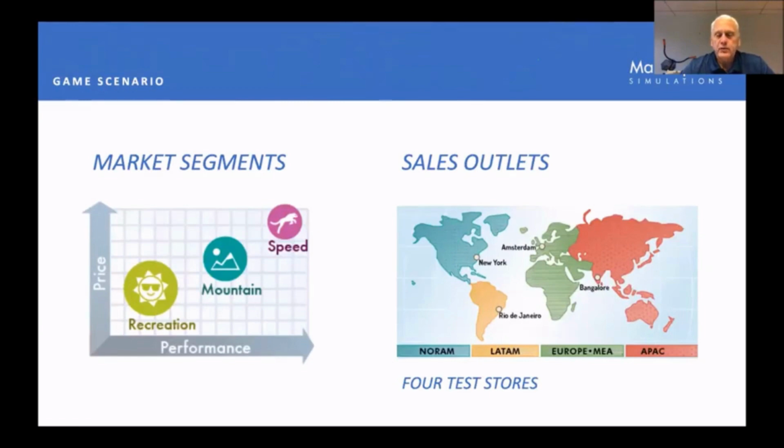To your right, you'll see the 4 test markets that you will have to go out and see how the market responds to having a more economical carbon fiber bike. And so you can open up your test stores first in one of those markets, and then you can add the others over time as you gain experience. And the idea is to judge whether this is going to be successful or not.